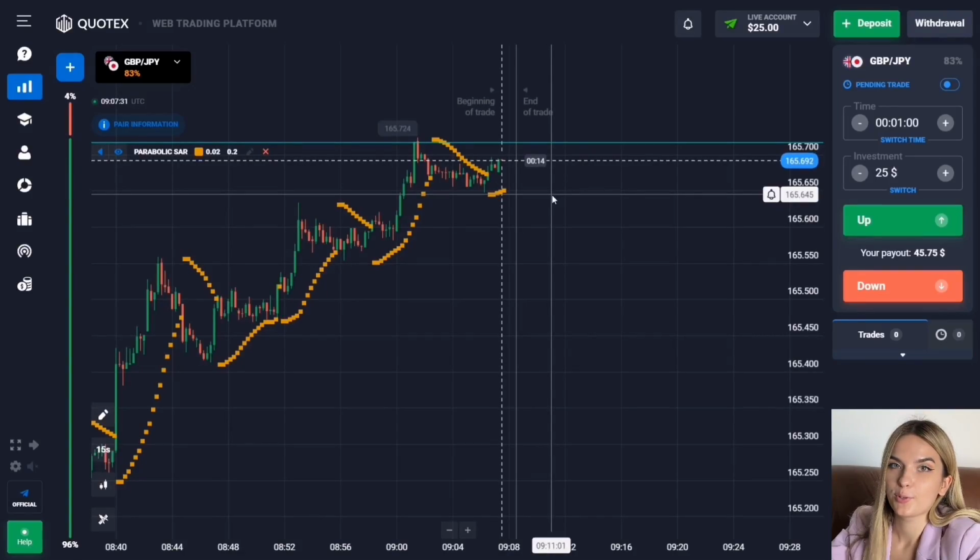And let's start trading. Today we'll trade with you using the Parabolic SAR indicator. This indicator will tell us pivot points and the future direction of the price movement.